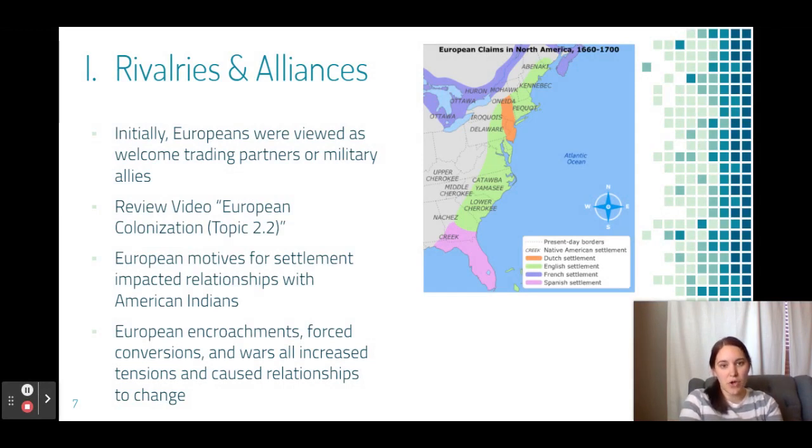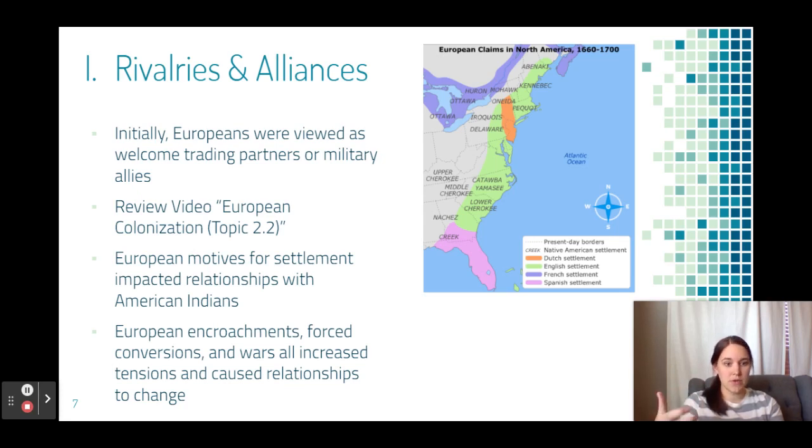As you know from American history, initially Europeans were viewed as trading partners or military allies. And various American Indian groups are going to have different interpretations of that or different ways that that really happened. But those were generally the initial views. For more specifics on each European power, like the Dutch, the English, the French, and the Spanish, you're going to want to check out video 2.2 to go into that a lot more.